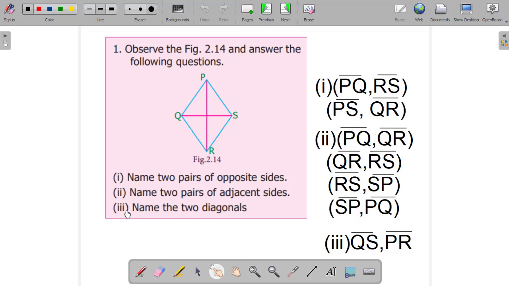Okay. Then what is the third question? Name the 2 diagonals. We are having 2 diagonals here. The first diagonal is QS, that is written here, and second diagonal is PR, that is noted here.